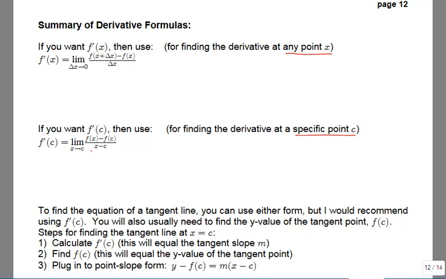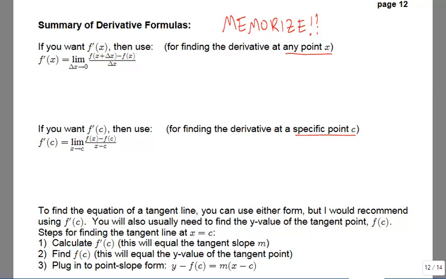So I tend to use this one when I know that I'm looking for a derivative at a specific point, and I use this one if I want the derivative at just x. Okay? These are formulas that you need to memorize. Okay?